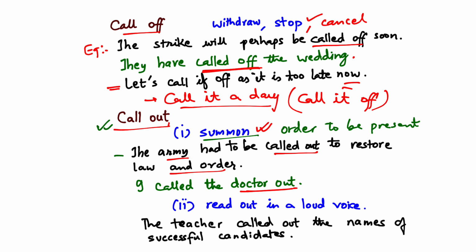Then the second meaning of call out is to read out in a loud voice. You might have heard this one for sure. The sentence is, the teacher called out the names of successful candidates. The teacher called out means the teacher actually shouted the names in a loud voice, like read the names in a loud voice or shouted the names of the successful candidates. All right.